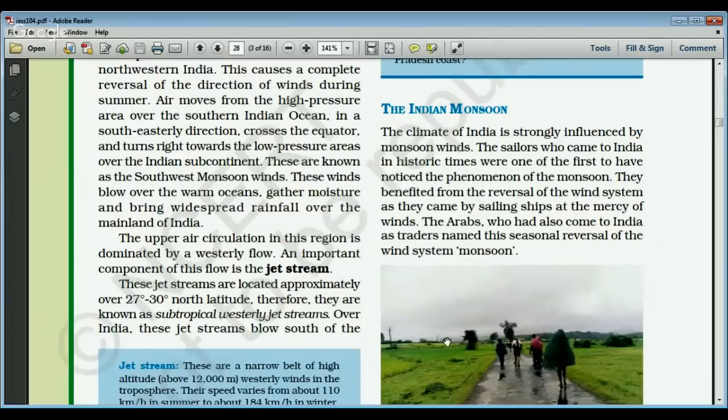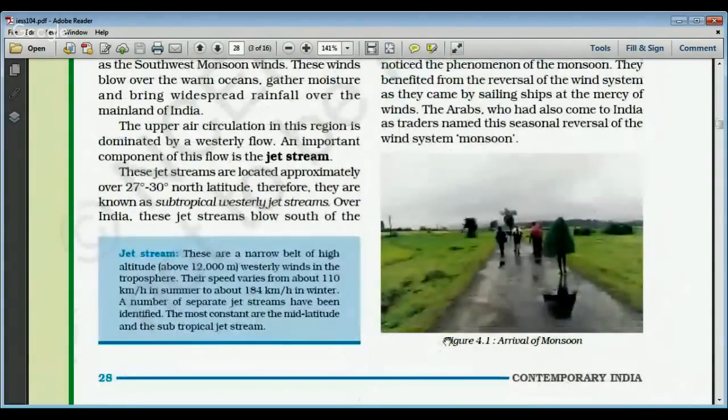Now the second most important pressure and wind factor is the air circulation. Air circulation in this region is dominated by a westerly flow. Westerly means the origin of the wind is from the west, so it is coming from the west direction. An important component of this flow is the jet stream. Jet streams are located approximately over 27 to 30 degrees north latitude, and that is why they are also known as the subtropical westerly jet stream.